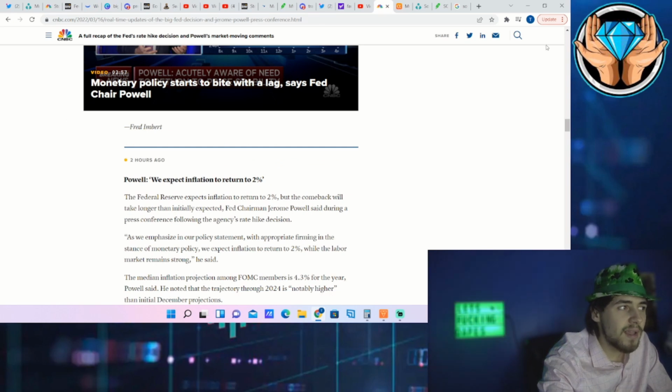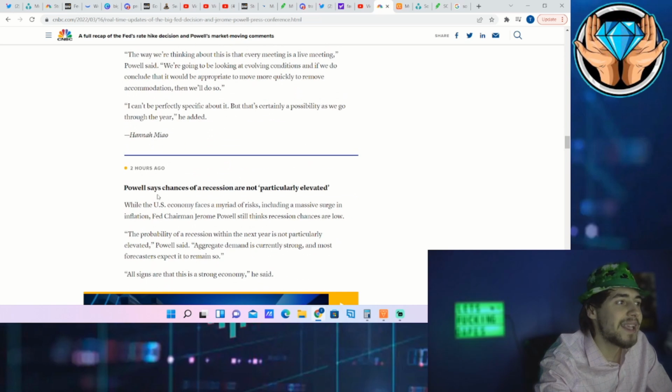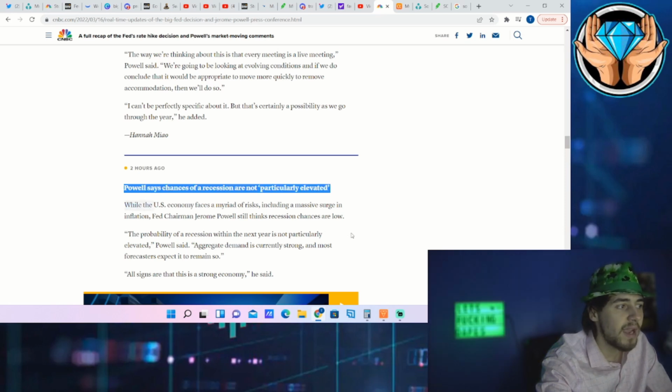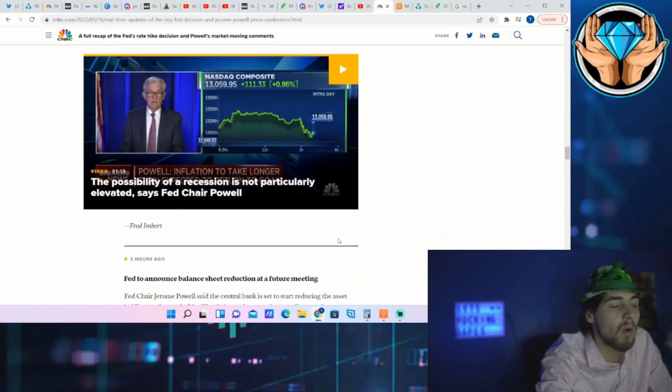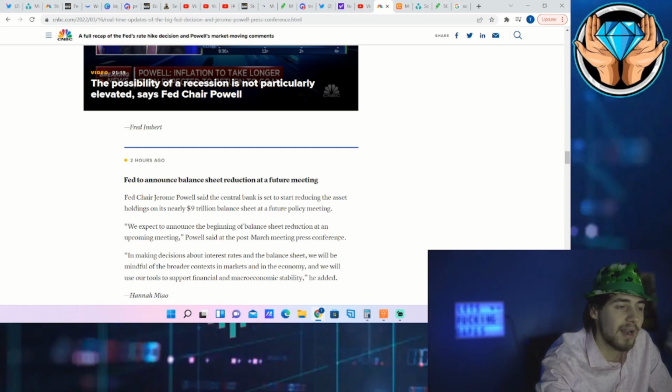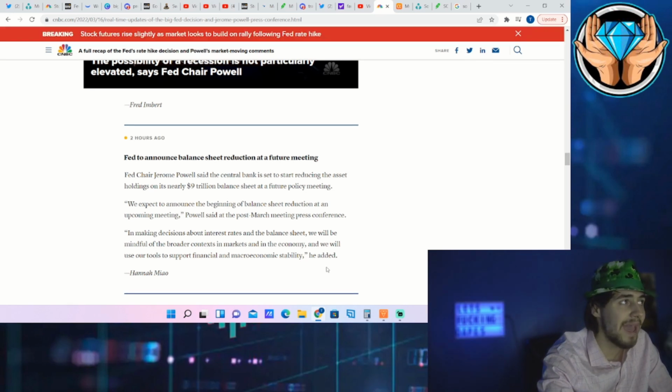Powell also says that he expects inflation to return to 2%, but the comeback will take longer than initially expected. He said that every meeting is a live meeting, and what the markets really love is this. Powell says chances of a recession are not particularly elevated, and there's been a lot of people and even signs pointing to a possible recession coming this year, and I think that's probably going to happen. And the fact that Powell says it's not really likely is a big thing.